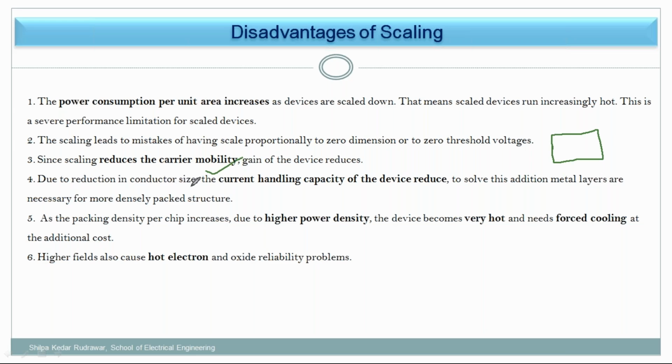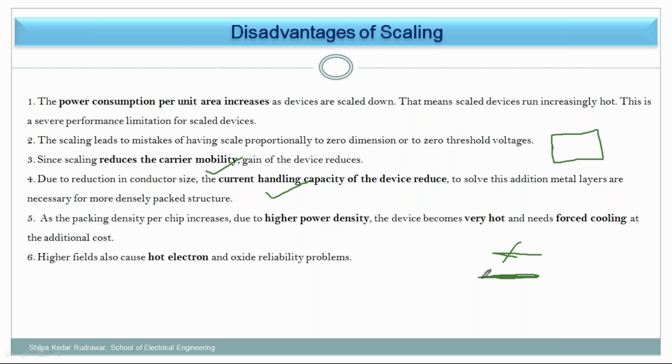Now due to reduction in the conductor size, the current handling capacity of the device reduces. Previously the length of your wire is like this, so current can flow easily, but now as the device shrinks, it becomes thin, and if the current is more, it will wear out or tear out. That's why the current handling capacity of that device decreases, because the thickness of this wire is also reducing.